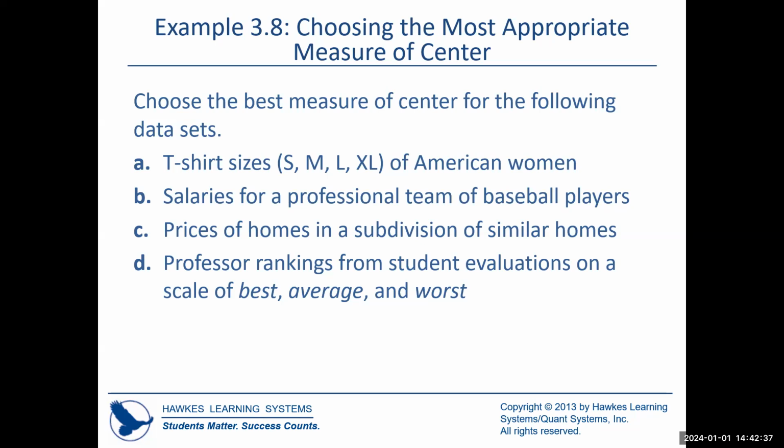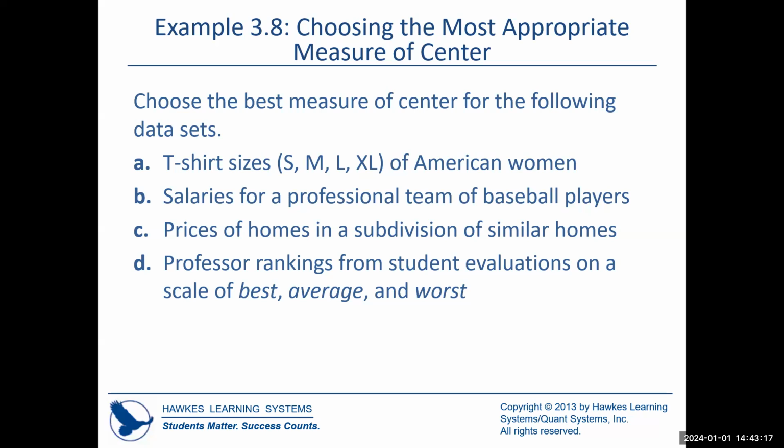Part B says salaries for a professional team of baseball players. Salary is definitely a measurement, so it's quantitative data. Now the question is, do we have outliers? Even if you don't have any knowledge of baseball, are the salaries going to be relatively all the same on the team, or are you going to have some really high-paid players? I think it's going to be the latter. Most everyone is typically around the same salary, and then the really good players are going to have some crazy salaries. So for part B, we would need to use the median.